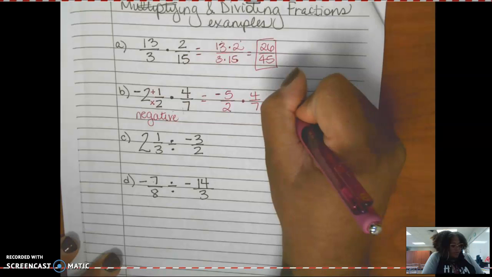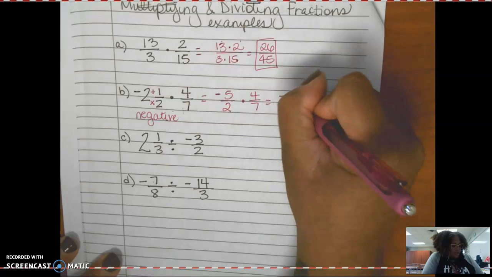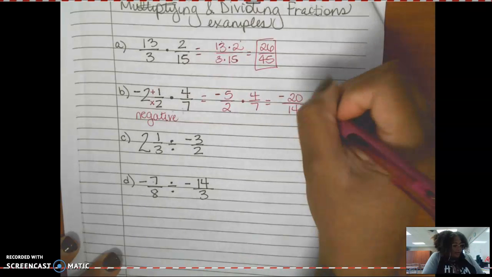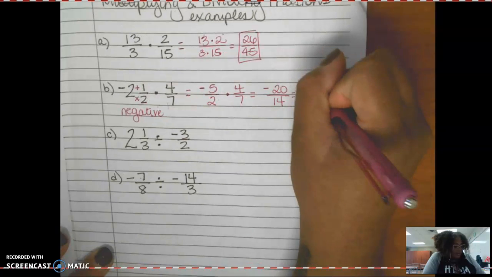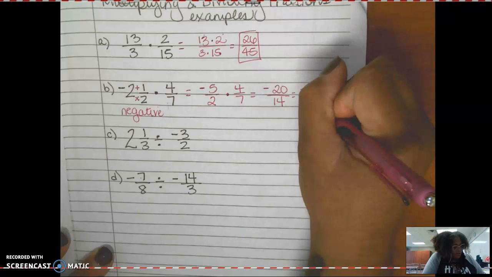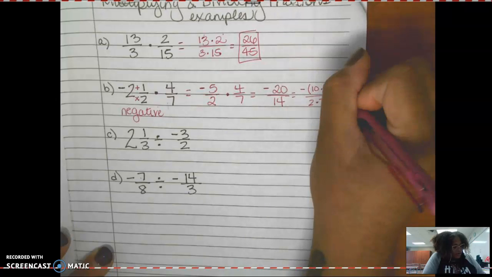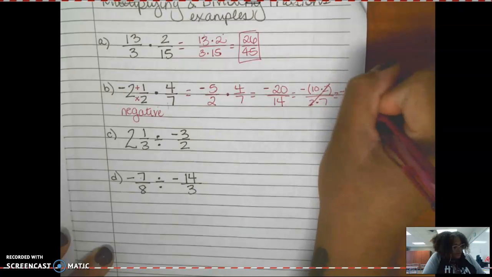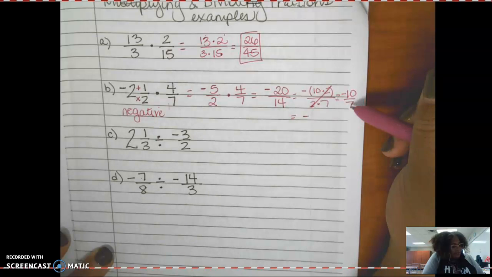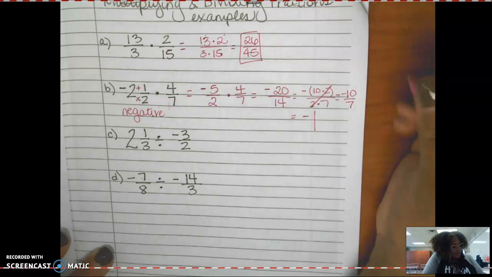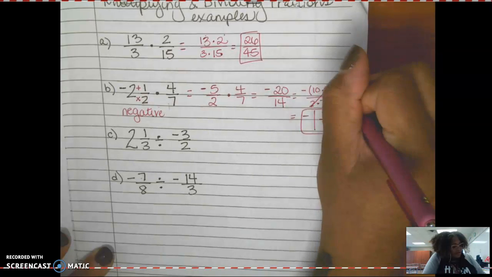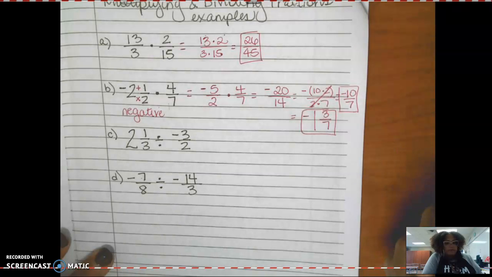My answer is going to be negative. 5 times 4 is 20. And 2 times 7 is 14. I can simplify this. This is negative 10 times 2 over 2 times 7. Cross out the 2's. I'm left with negative 10 over 7, or negative, find out how many times 7 goes into 10, which is 1 whole, and then I'll have 3/7 left. 2 answers here, one in improper form and one in mixed number form.